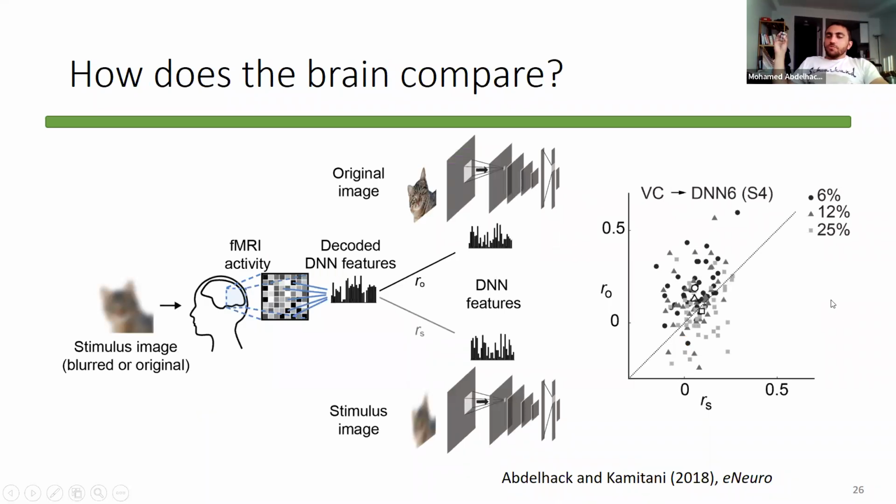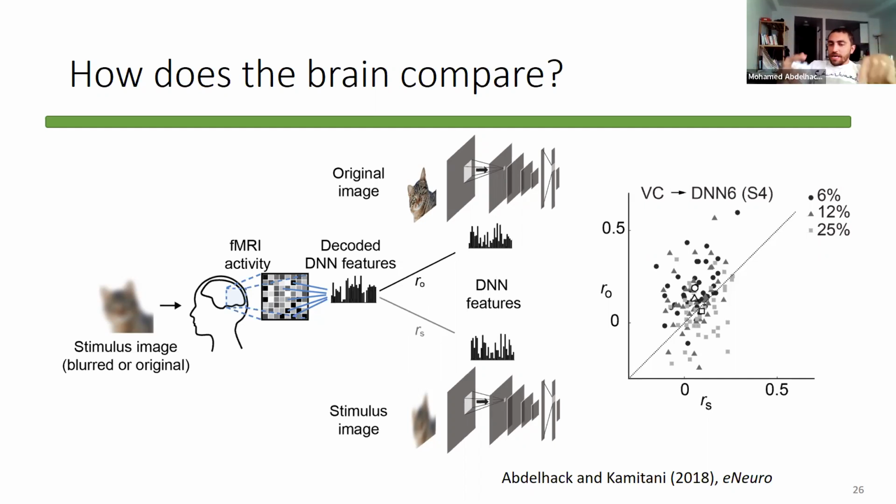So then this is when I got into study. I wanted to see, so how is the brain different from those neural networks? So in the MRI scanner, we presented those blurred images to the person. And we also applied the same method of transforming the MRI activity into the DNN feature space, like the output of each different layer. And then we started comparing two things.